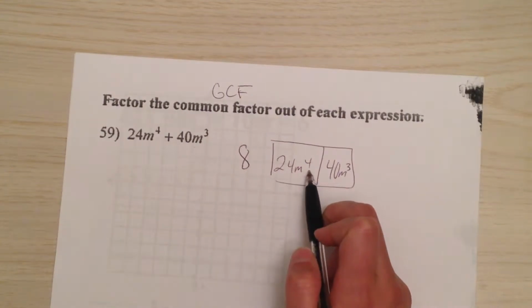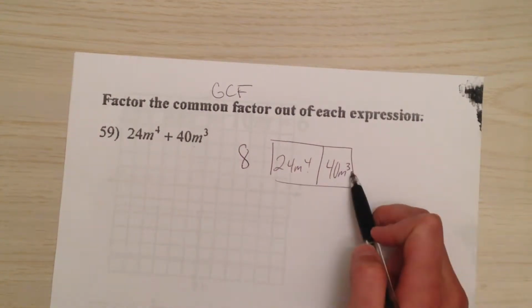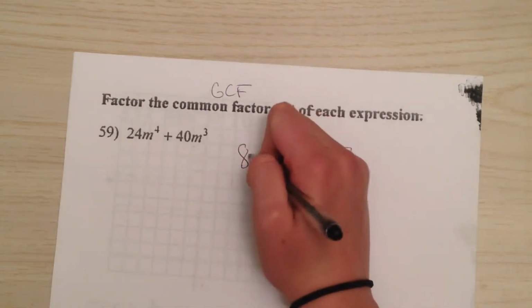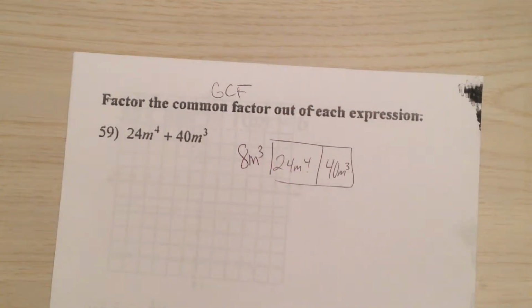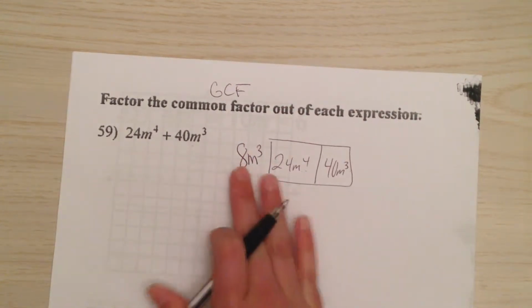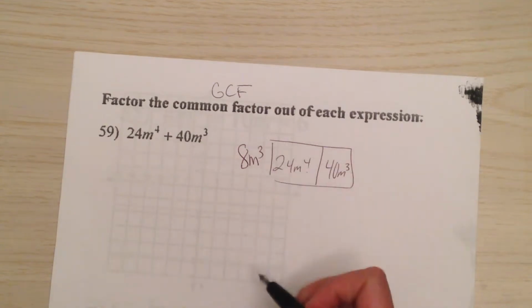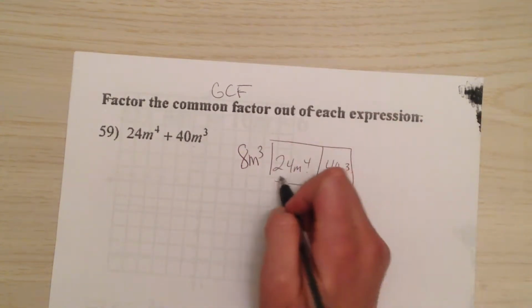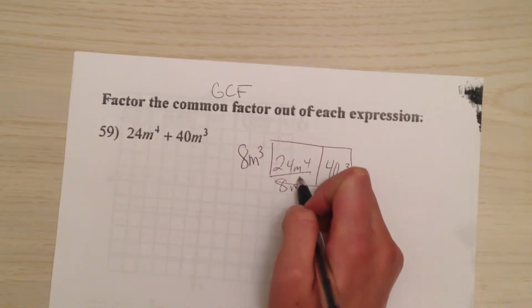And then look at your m's. This one has 4 m's, this one has 3 of them. So in common they have the smaller amount, m to the 3. Now let's put what's left over after we take that out. You're probably a little bit better at this and probably can skip right up here now. But if not, go ahead and divide by 8m cubed.